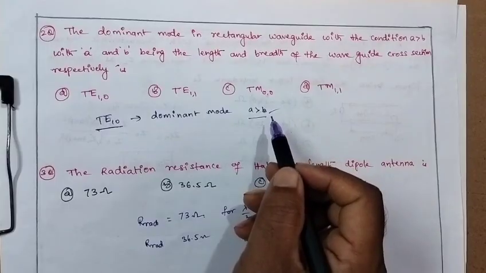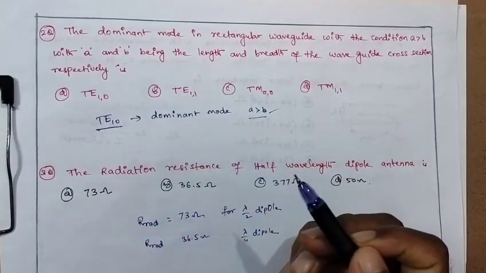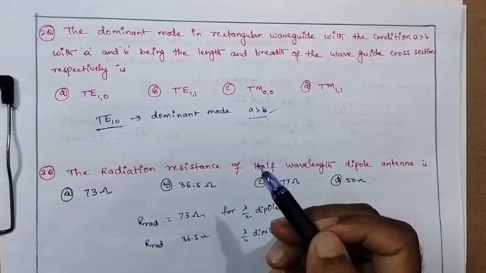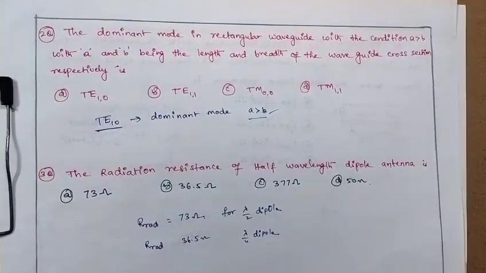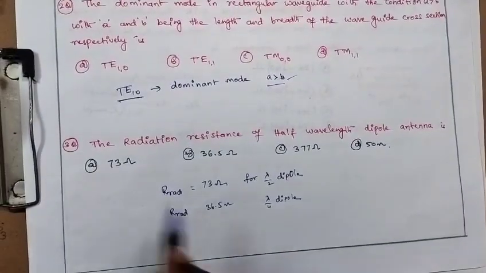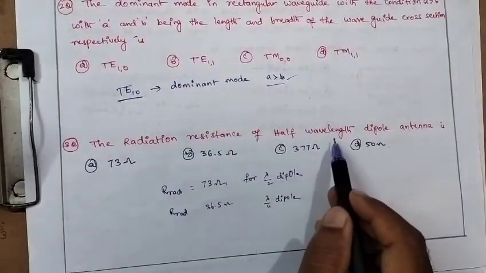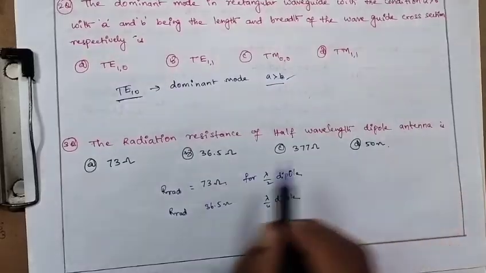Right? So TE10 mode will be the dominant mode for a given rectangular waveguide with the condition A greater than B. So what is the dominant mode? The mode which has the least cutoff frequency. So in rectangular waveguide, TE10 mode will have the least cutoff frequency. It's a standard question.